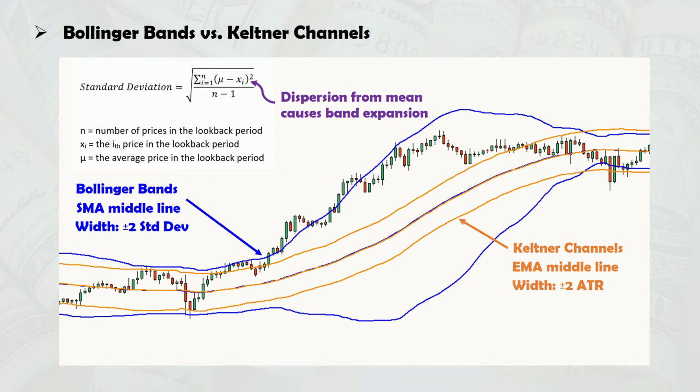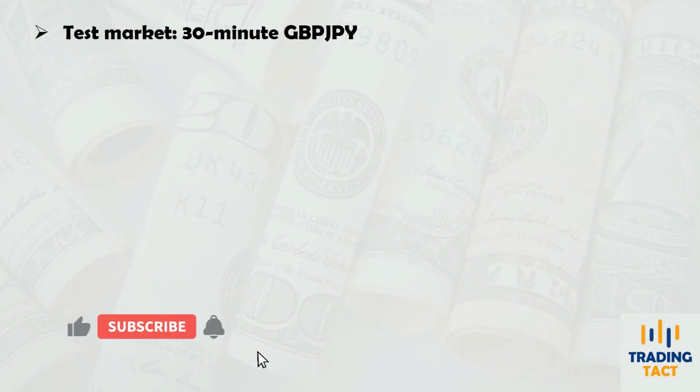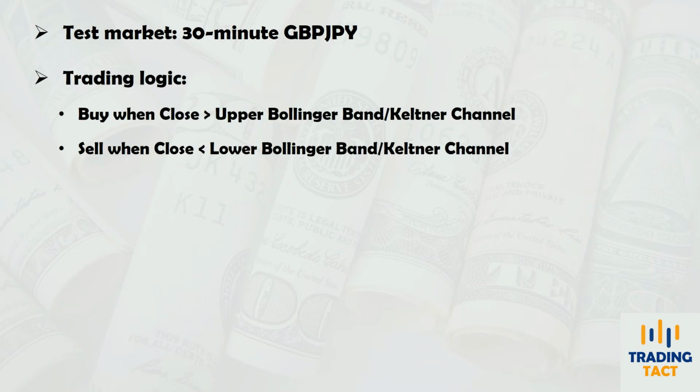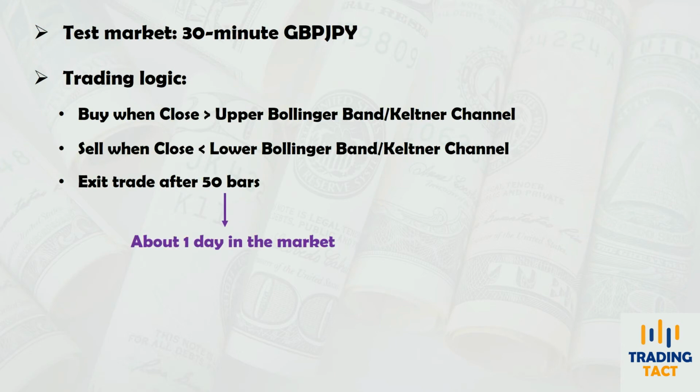Each indicator will be used to generate trend-following entries for the 30-minute pound-yen. Trading logic is as follows. I will buy when price closes above the upper Bollinger Band or Keltner channel, and sell when price closes below the lower Bollinger Band or Keltner channel. I will exit each position after 50 bars have elapsed. The 50-bar time stop, which equals about 1 day on M30, gives each signal equal time to generate profits.